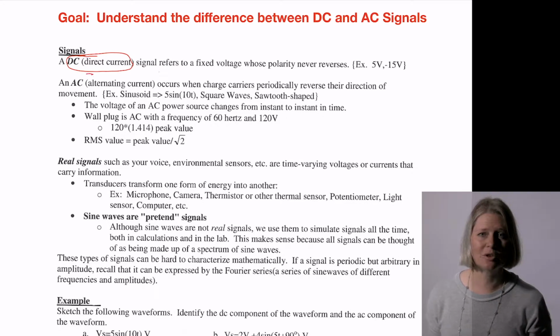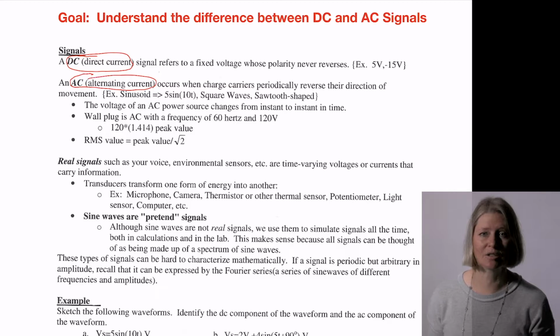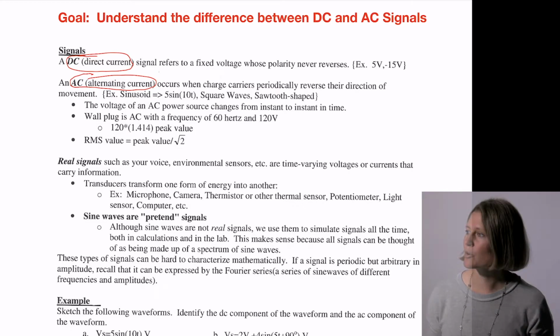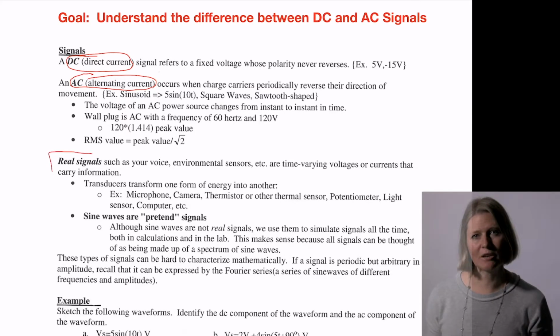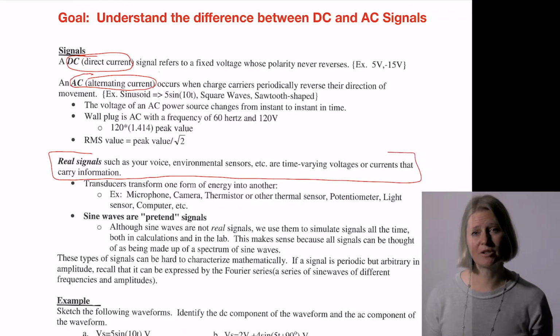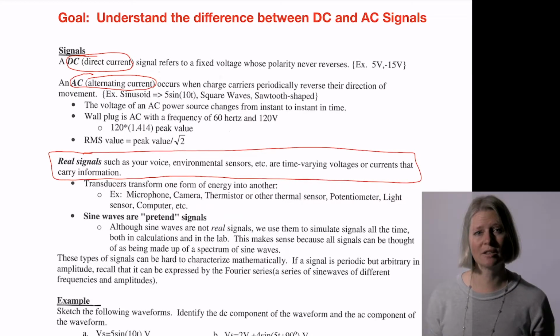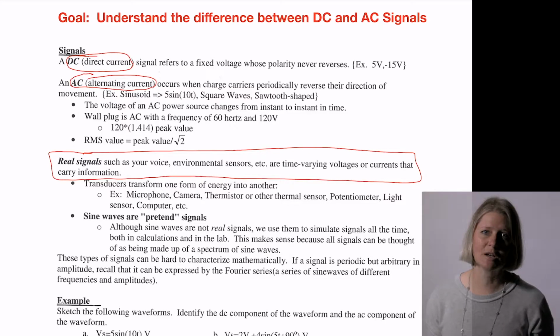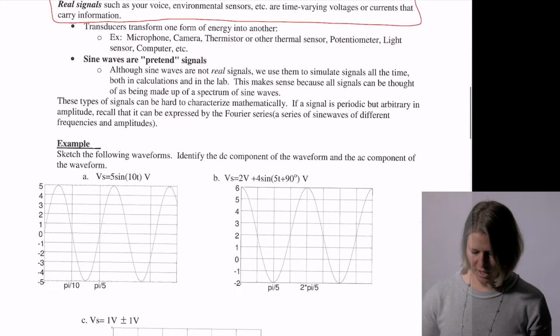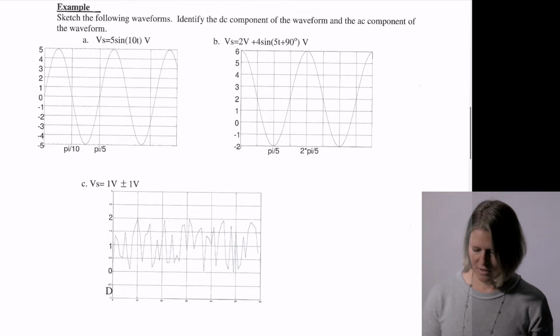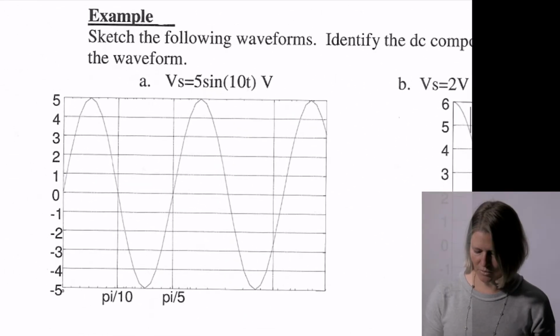An AC signal is going to be a signal that is time varying, and so it will be a sinusoid or a combination of sinusoids. So a signal such as your voice can be modeled mathematically by a summation of a whole bunch of sinusoids. So let's look at an example such as this one.